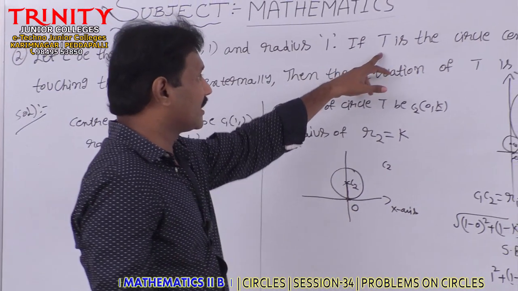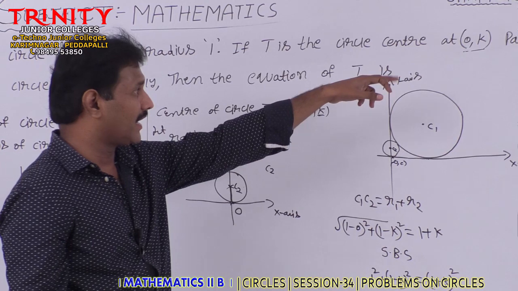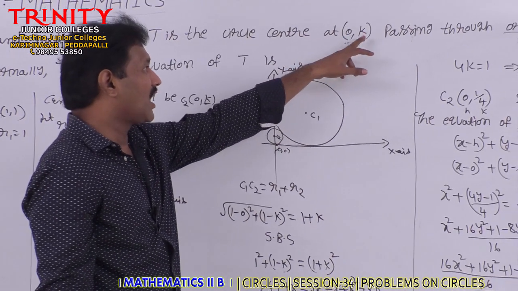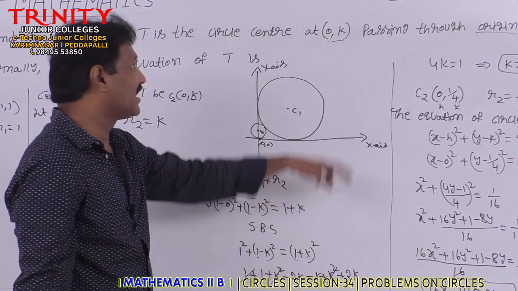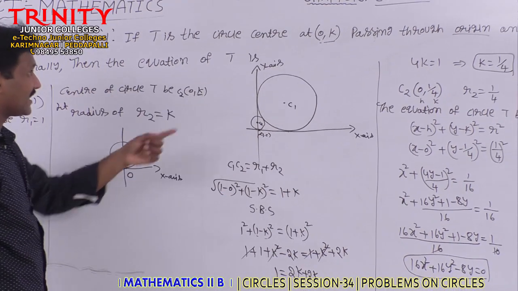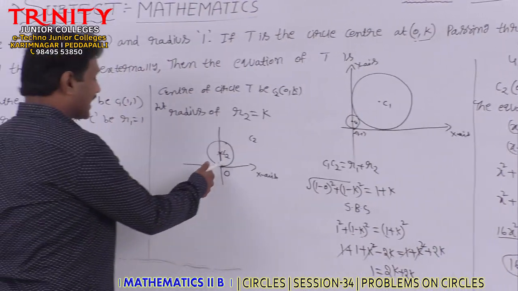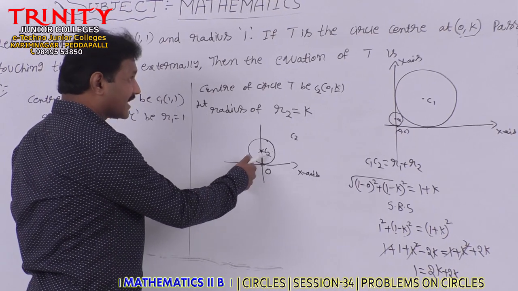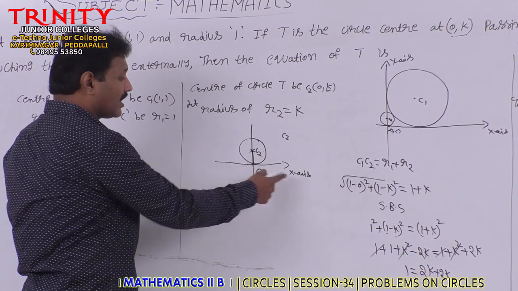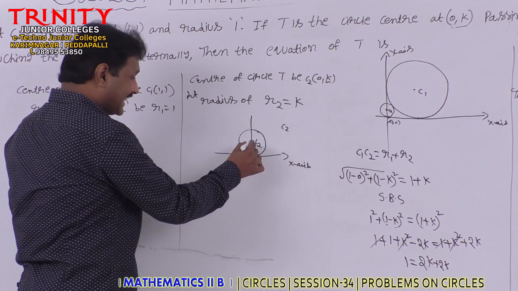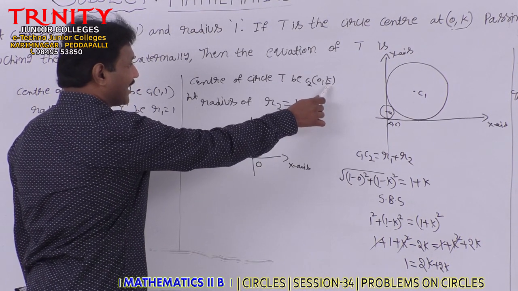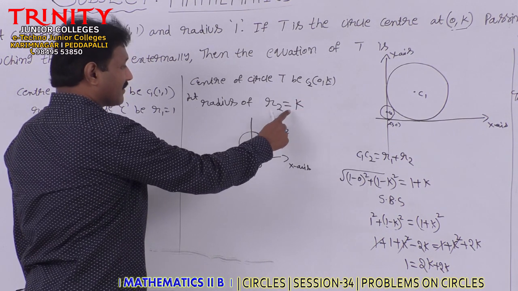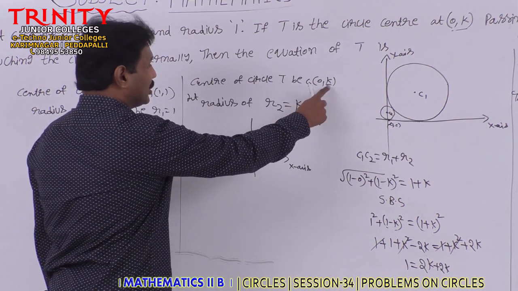And the second piece of information: T has center (0, k). Here, the x-coordinate is 0, so the point lies on the y-axis. The center lies on the y-axis and the circle passes through the origin. Indirectly, the x-axis is the tangent. This distance becomes the radius, that is the y-coordinate of the center. Therefore, the radius of the second circle is k and the center is (0, k).